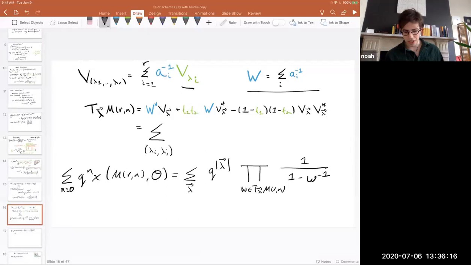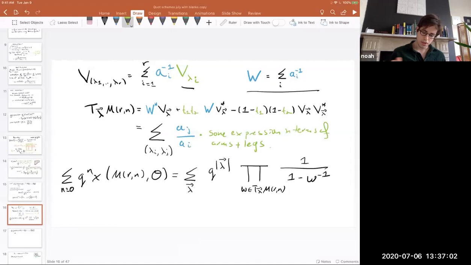Just like before, the tangent bundle at any fixed point will be some quadratic function of this V_λ, and now we'll incorporate this W. This is the expression you get: W dual V_λ plus t1 t2 W V_λ dual, plus this same kind of quadratic expression in V_λ. Again, this has some combinatorial interpretation. It's a sum over all pairs λi, λj. It takes the quotient aj over ai, and again there's an expression in terms of arms and legs. I won't write down explicitly what that is, but one takes either of these expressions, plugs it into the formula, and you can compute and see what you get.